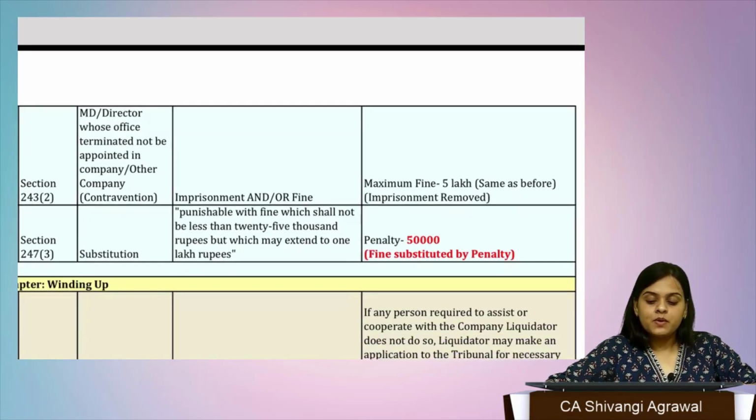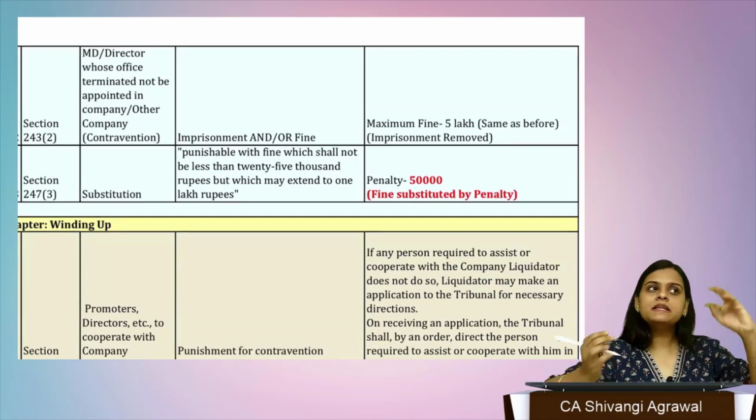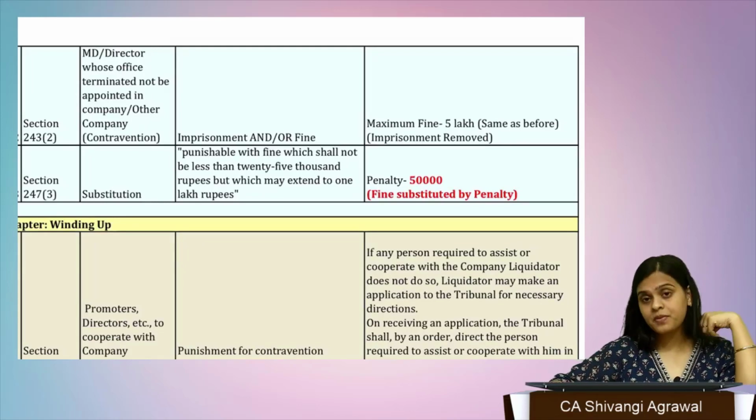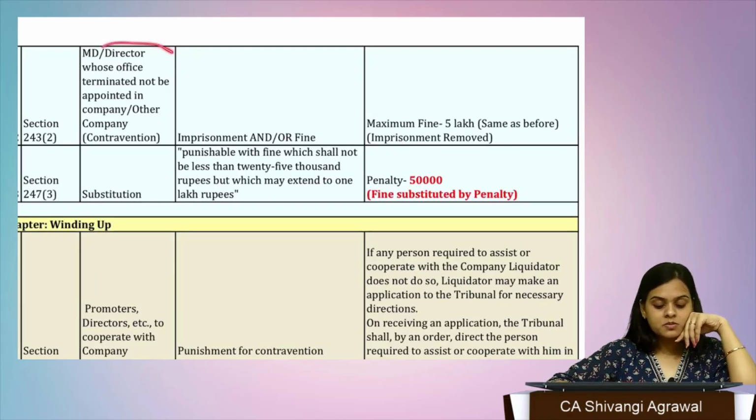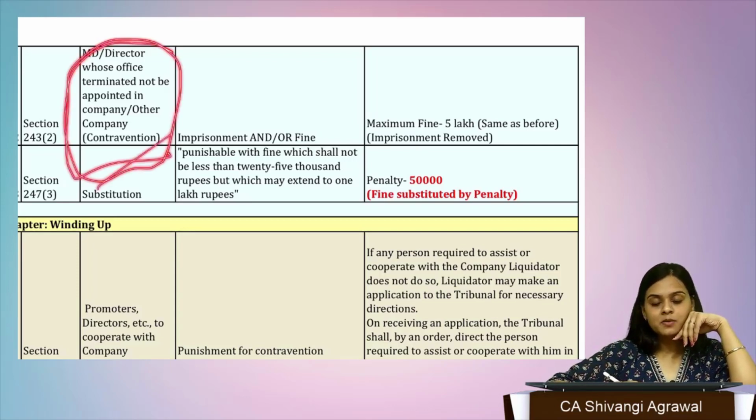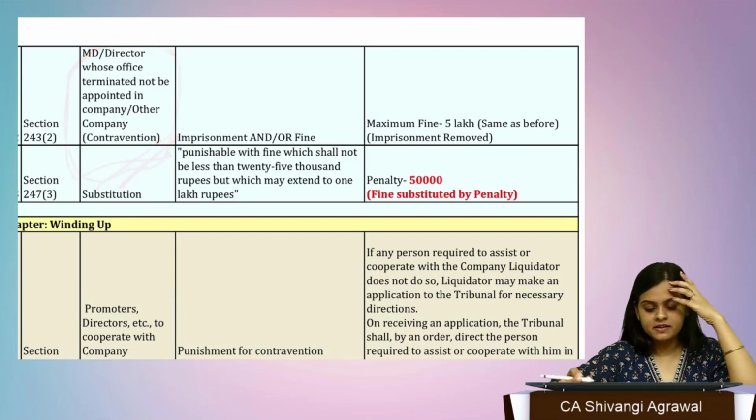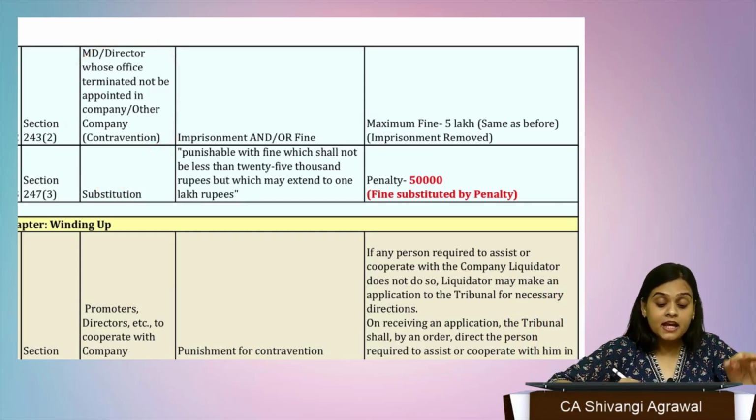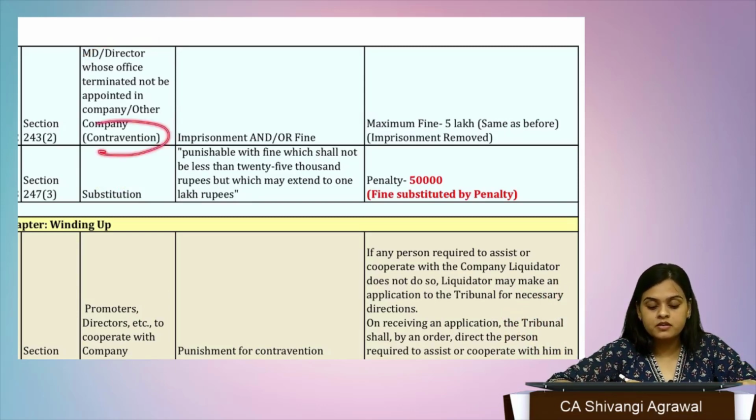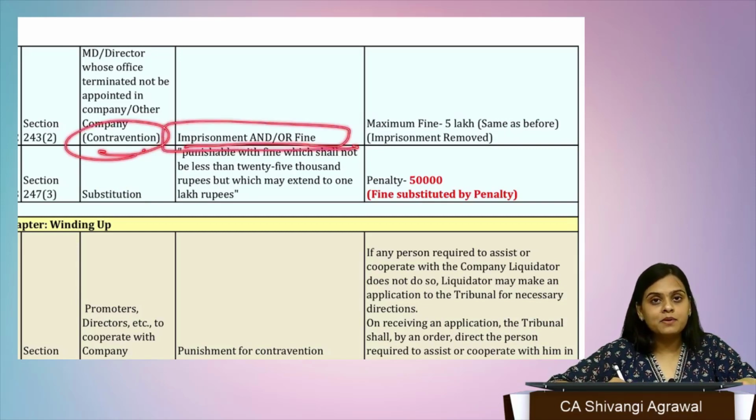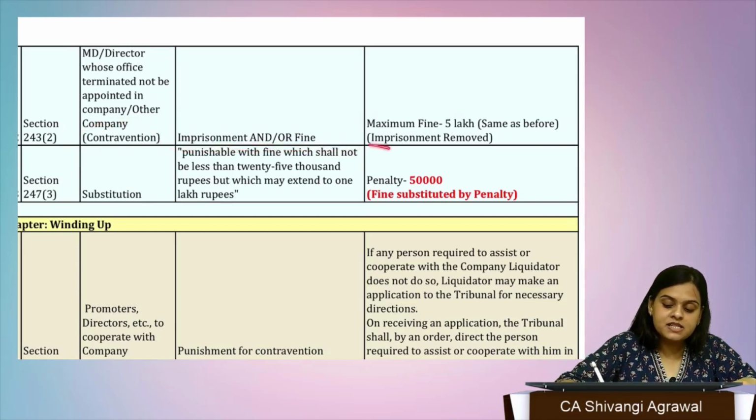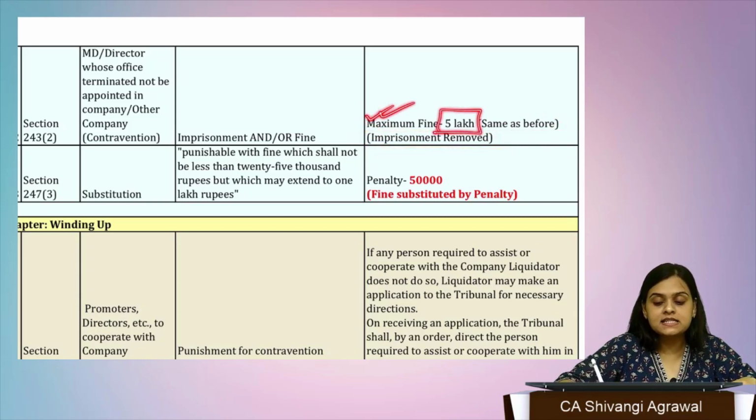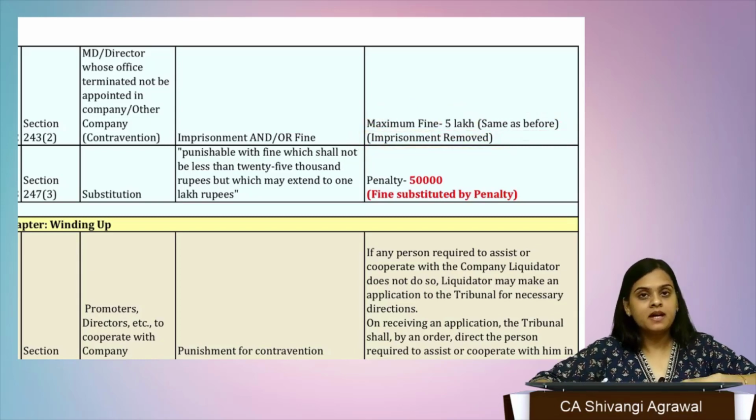Now, of course, when we are talking about cases of oppression, there might be some director, someone who is in power, who is not discharging his duties efficiently. Quite possibly some person's office has been terminated. Now he is not to be appointed in the company or some other company for the specified period. If he accepts any appointment in contravention of the same, then he is liable for imprisonment and or fine. Now again, imprisonment is removed and the fine remains the same. We had a maximum limit of fine of 5 lakhs. It is the same as before.